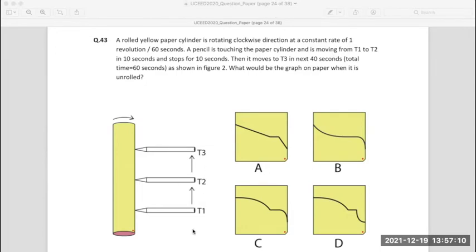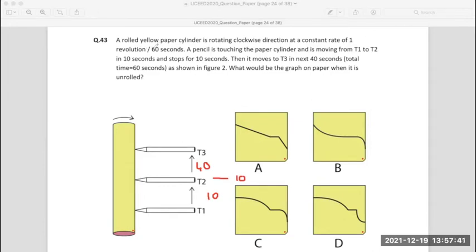Also, in this kind of question where time is written, it's good to specify how much time it has moved in. From position T1 to T2, it has moved in 10 seconds. It stops for another 10 seconds at T2. And then from T2 to T3, it moves for 40 seconds. That way it completes one rotation of the yellow paper in 1 minute.